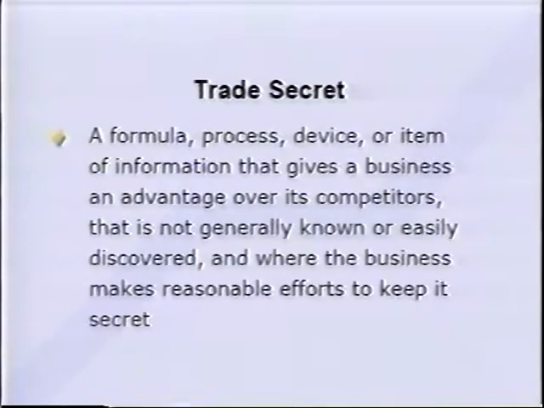A firm is allowed to renew its trademark over and over again for an unlimited period of time as long as the trademark remains in active use. If whatever the product is stopped being used, then the trademark eventually could expire over time. And a final form of intellectual property rights is called trade secrets. A trade secret is more or less what it sounds like. A trade secret is a formula, a process, a device, or an item of information that gives a business an advantage over its competitors, that is not generally known or easily discovered, and where the business makes reasonable efforts to keep it secret. So what would be some good examples of a trade secret?